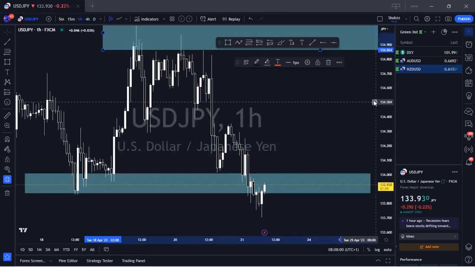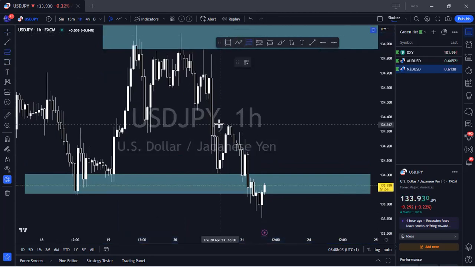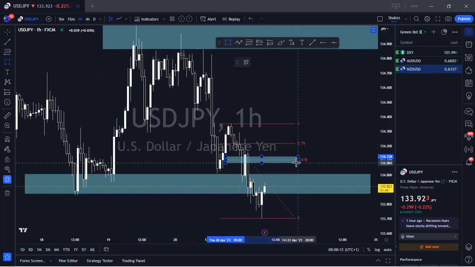Because now we might decide, okay, we'll look for a sell because price has created a low. We might plot our fib from the top to the bottom and look for a sell around here. But then once price gets here, it might just continue buying.